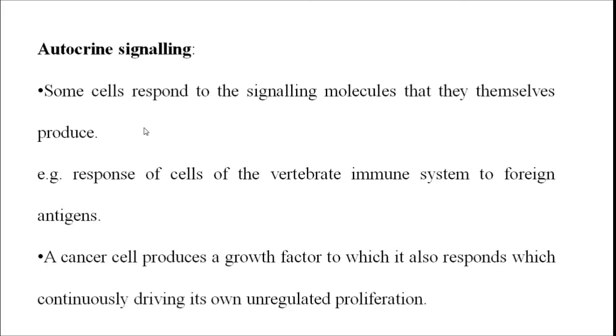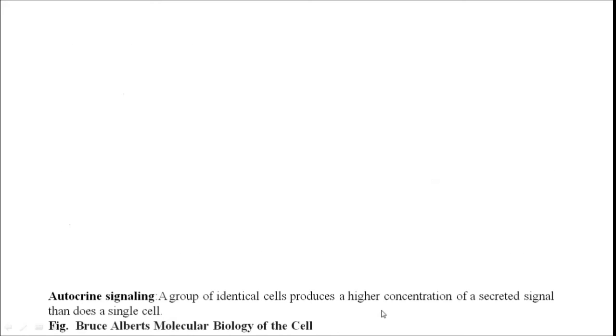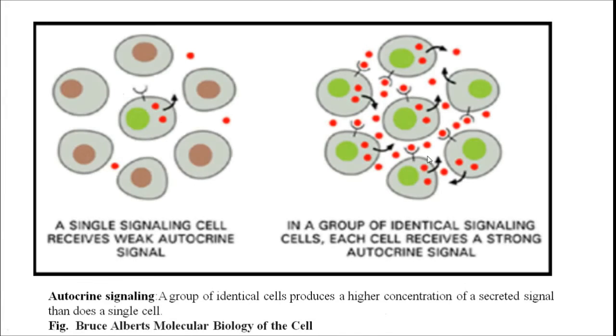The second best example which explains autocrine signaling is the cancerous cell. Cancerous cells' main property is unregulated proliferation. This unregulated proliferation can be carried out by the synthesis of growth factor by the cancerous cell. These cells produce the growth factor, and this growth factor again binds to the receptor of the same cancerous cell, and it carries out unregulated proliferation of that cancerous cell. So here you can see this is autocrine signaling.